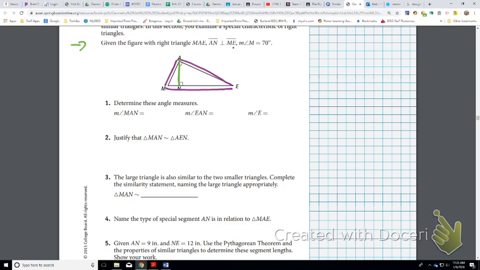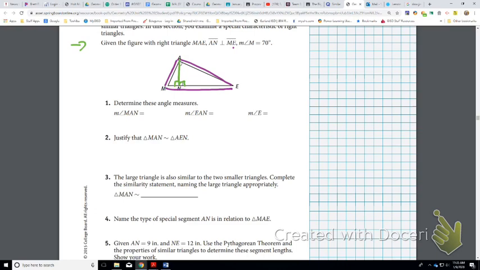Are they showing that in your figure? Yes, they are. How? What's your symbol? This square. Okay, very good. So that's hitting at that 90-degree angle.